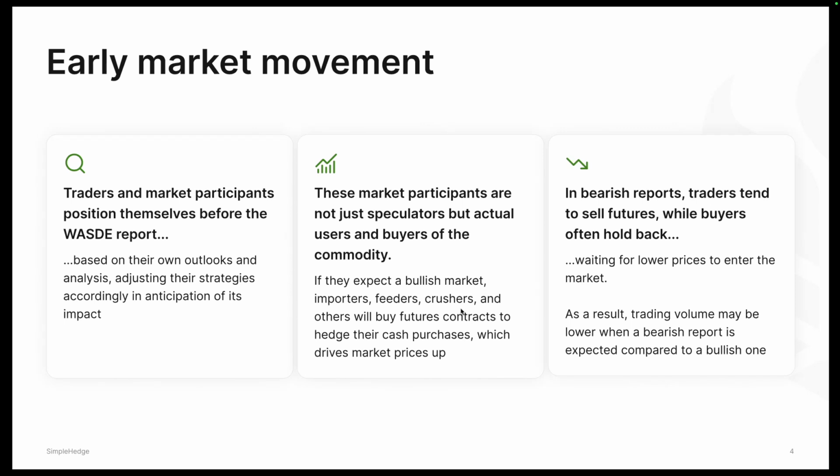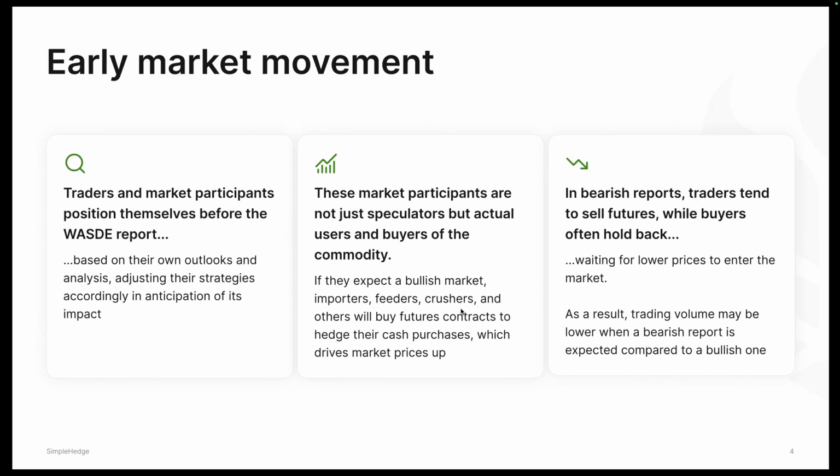Now, buyers in the market, as we mentioned, importers, feeders, crushers, might often actually hold back in bearish reports. Why? Because they are obviously wanting to buy the futures at a lower price. They don't want to be buying these futures if it drops in price, because then they're outside and they're going to give up some margin. So as a result, in bearish reports, generally we will see trading volume maybe lower compared to what you would see in a bullish report.